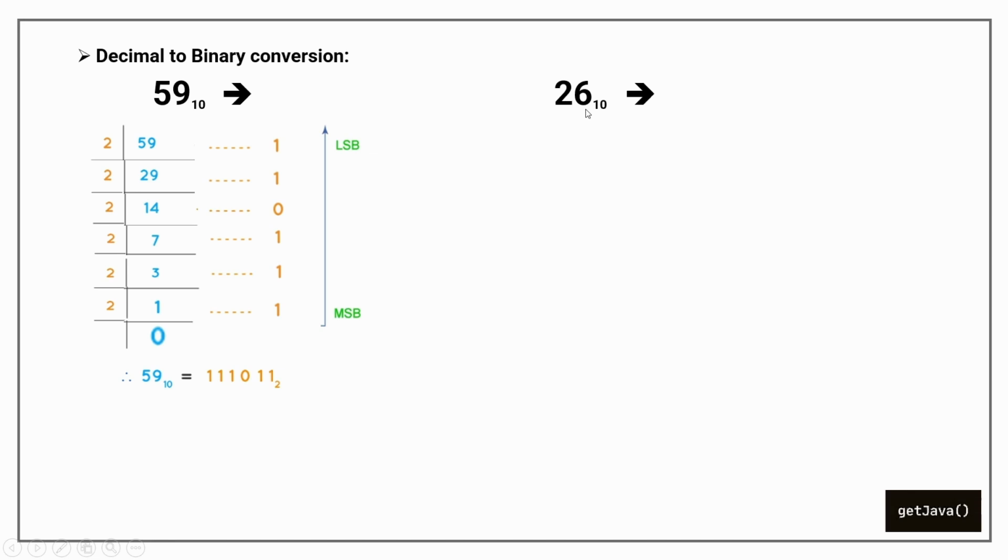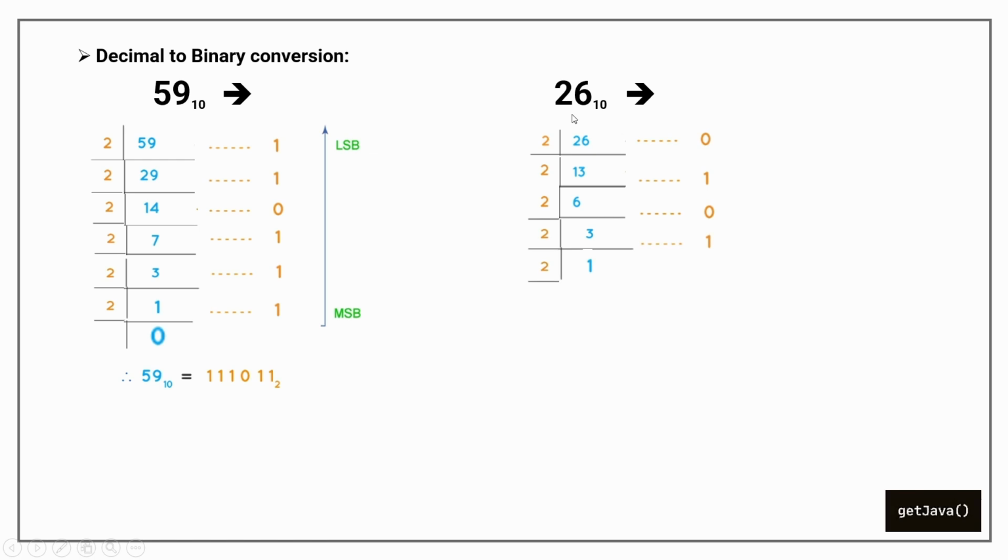Now we will see the binary representation of decimal number 26 having base 10. So again, we have to do the same procedure. We have to divide 26 by 2. So 2 multiplied by 13 is 26. We will get remainder 0. Again, divide by 2. 2 sixes are 12. Remainder will be 1. Again, divide by 2. 2 threes are 6. Remainder will be 0. Again, divide by 2. 2 ones are 2. Remainder will be 1.